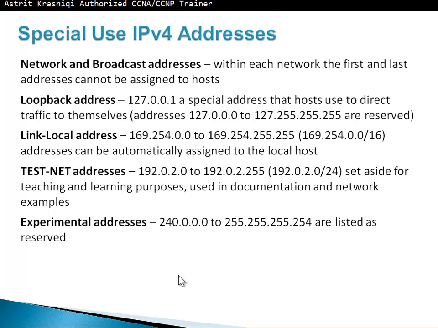And then the last one is experimental addresses, which are in the range 240.0.0.0 up to 255.255.255.254. They are listed as reserved, so we can't use them. These are for future research and experimental addresses.